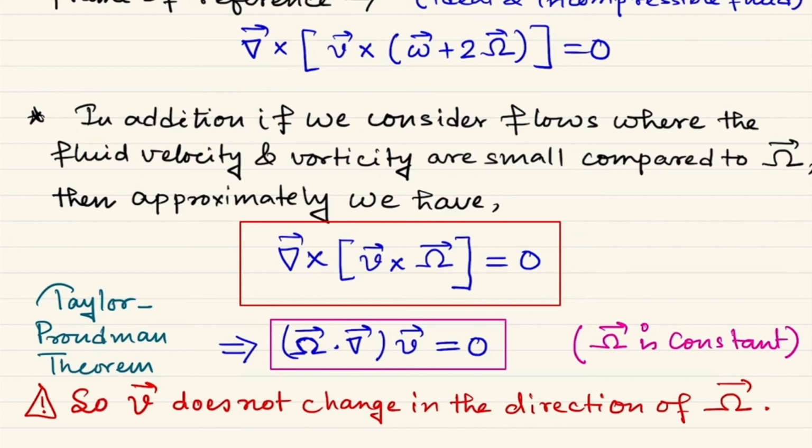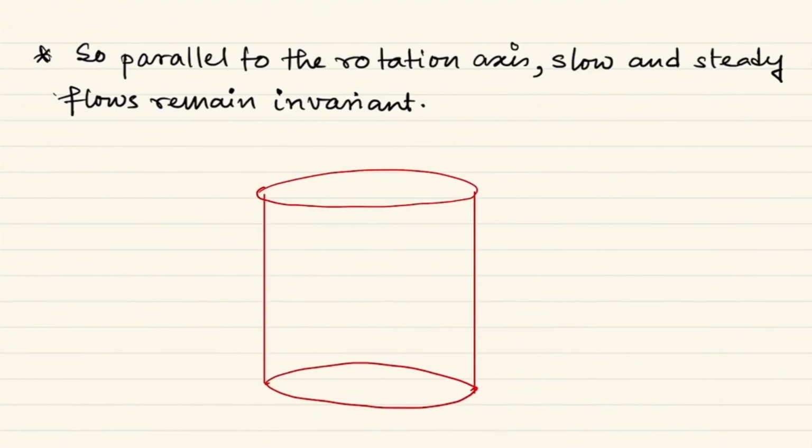That is zero. So that means V is constant. Okay. So it simply says that parallel to the rotation axis, slow and steady flows, of course ideal and incompressible flows, they remain invariant. And what is the effect of that? For that, I will tell you something here by drawing.